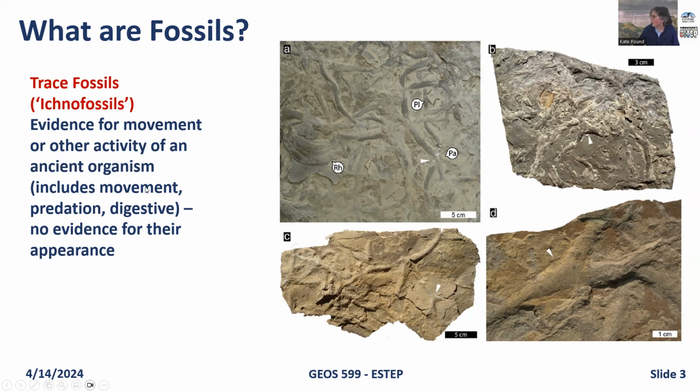For movement, I haven't got examples here, but that would be footprints like dinosaur trackways. If there's evidence for one organism preying on another, that would be predation. Digestive, or feeding, would be more like the patterns that you see here.